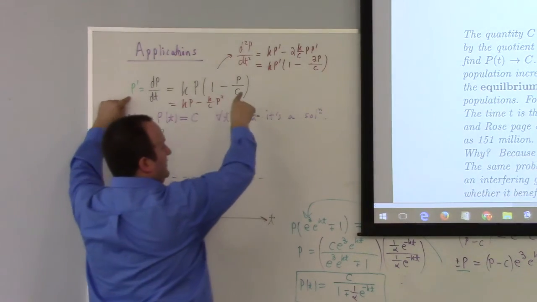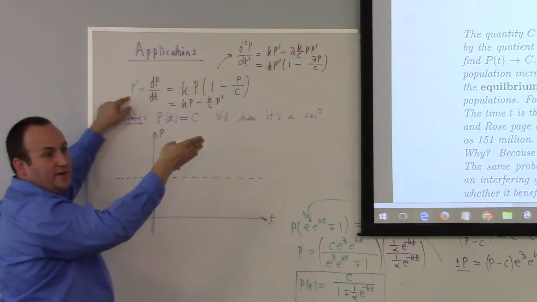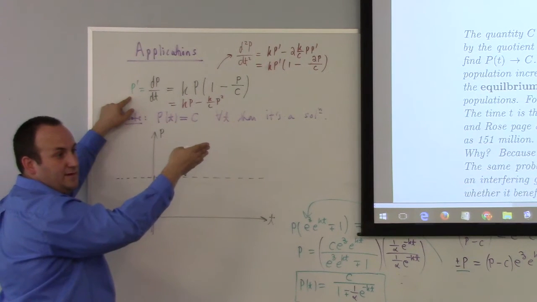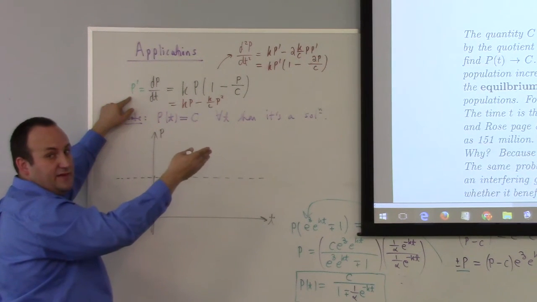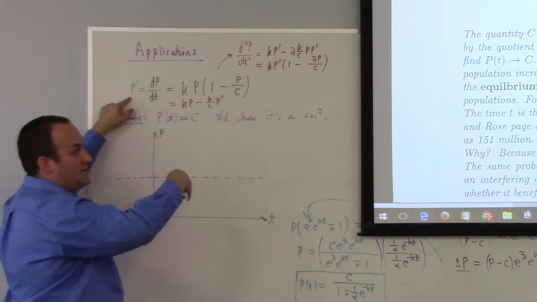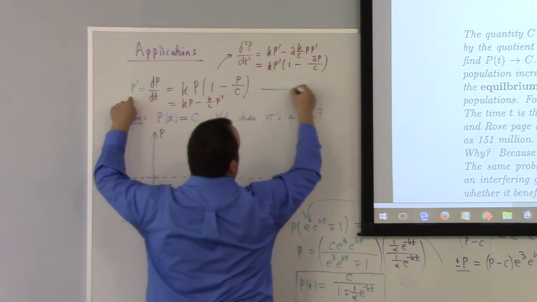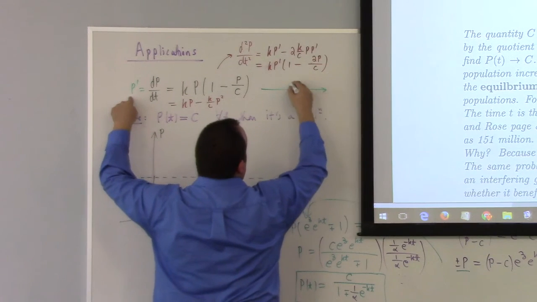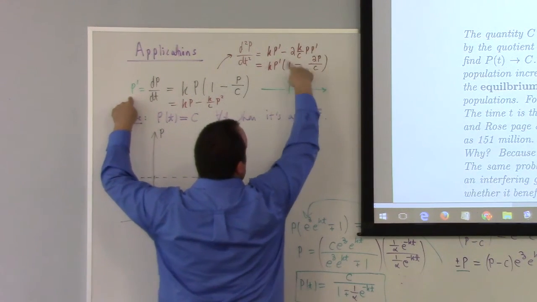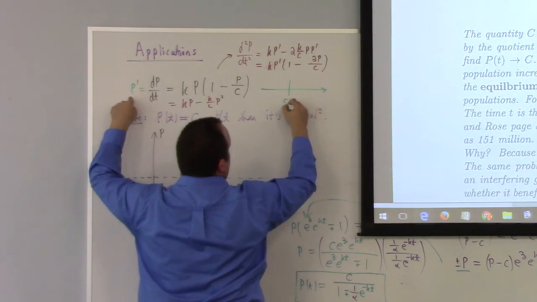So then what is the meaning of the second derivative? Well, second derivative tells you about points of inflection, right? If the second derivative is positive, it's concave up. If the second derivative is negative, it's concave down. So when is the second derivative positive or negative? Well, the only place the second derivative can be 0 is where this is 0, which is C over 2, right?